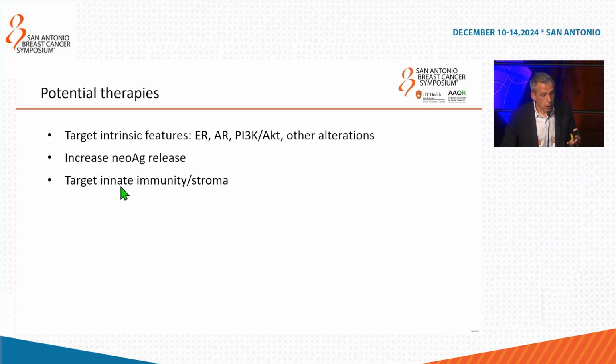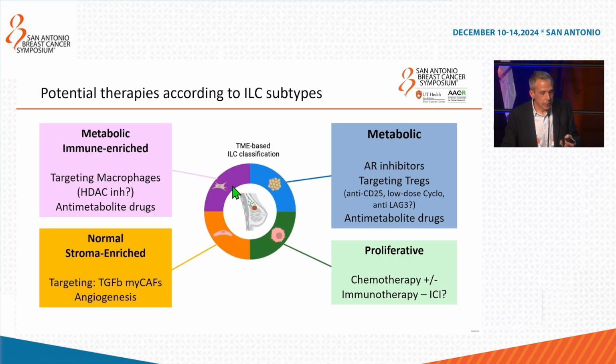Now, for therapies, we have to target intrinsic characteristics: ER, androgen receptor, PI3K. There are studies ongoing now looking at those drugs. We may have to increase neoantigen release, and we clearly have to target innate immunity in the stroma. This is something that we don't yet do.